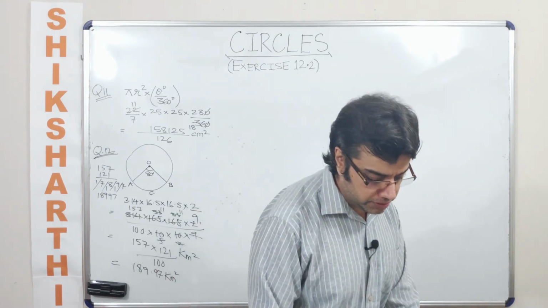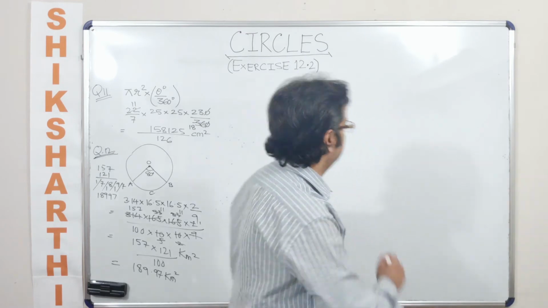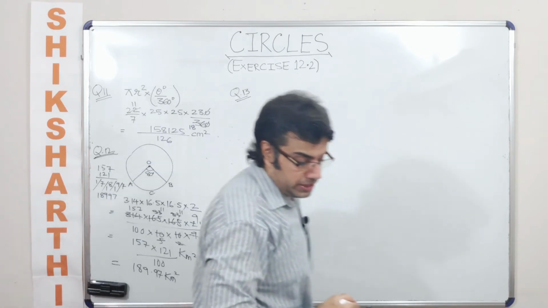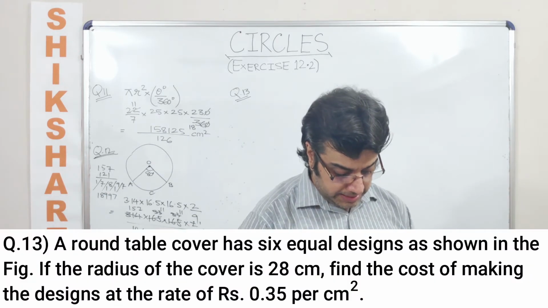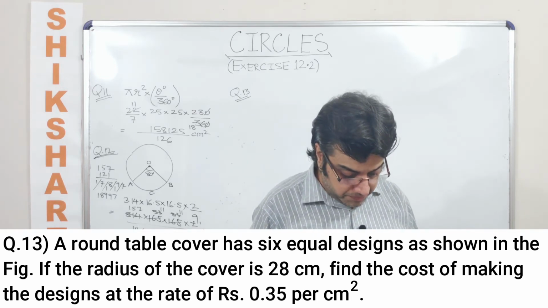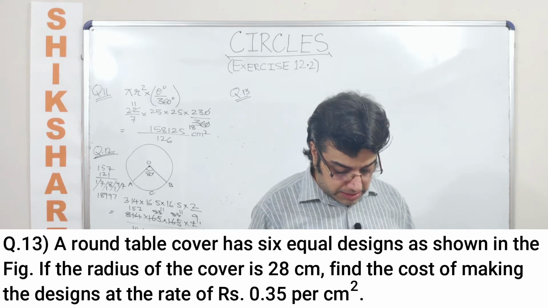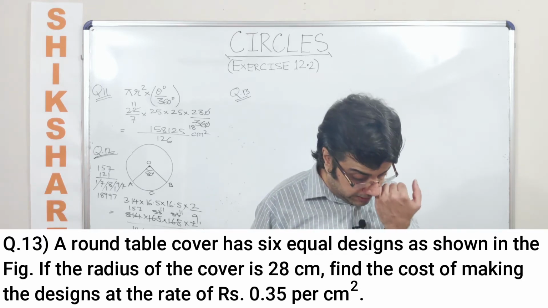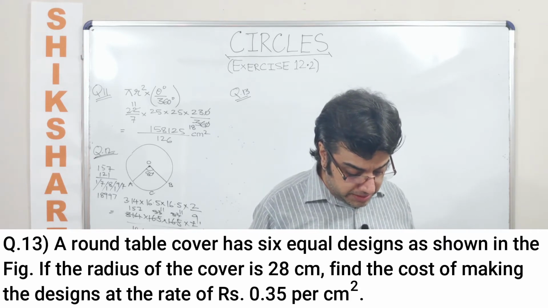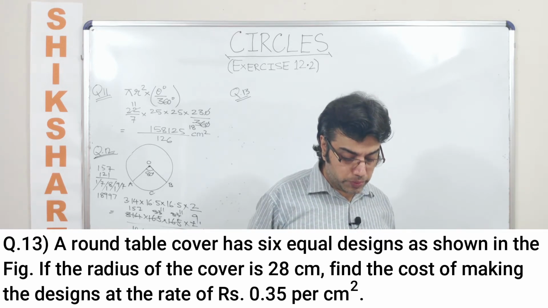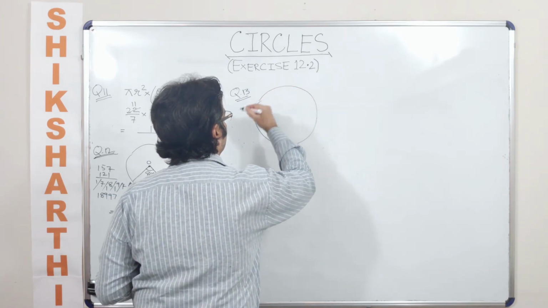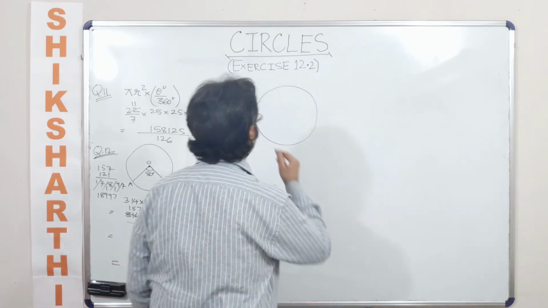Okay, moving on to the next question, which is question number 13. Question number 13 says, a round table has 6 equal designs, as shown in the figure 12.14. The radius of the cover is 28 centimeters. Find the cost of making the designs at the rate of 0.35 per centimeter square. In short, there is a circle, and inside the circle we have a figure.